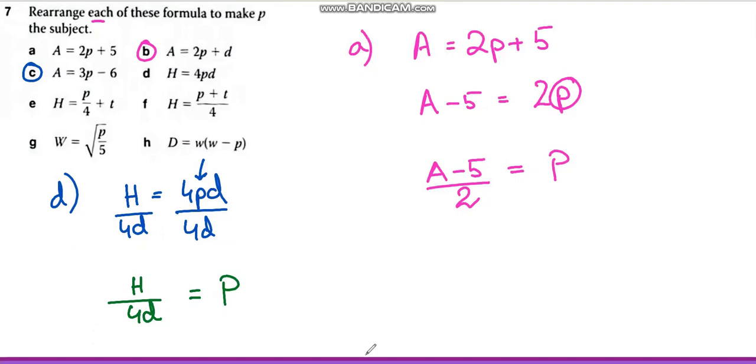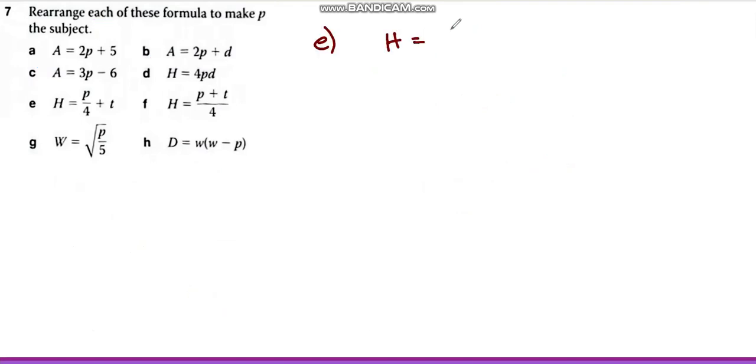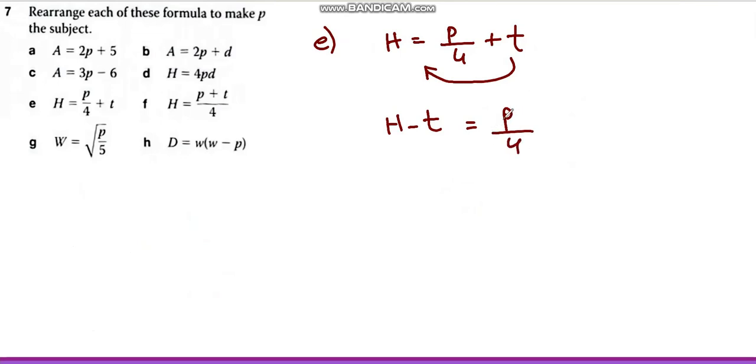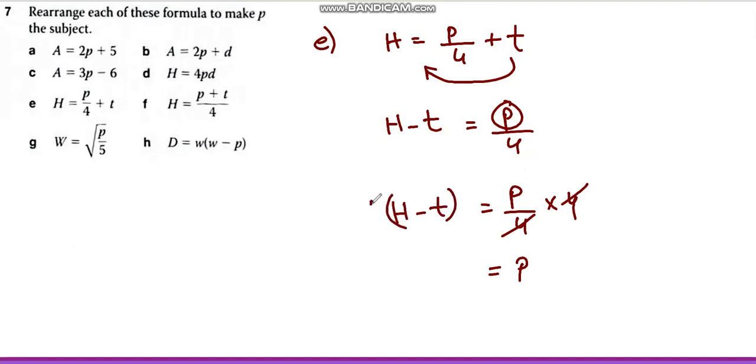Now I will do the E part. In the E part, we have H equals P over 4 plus T. First of all, let's bring this positive T to the left side. So we will get H minus T equals P divided by 4. Now I need only P on the right side, so I want to remove this 4 over there. So I will multiply both sides by 4. If I multiply by 4 on the right side, it gets cancelled, so I will be left with P on the right side. But if I multiply by 4 on the left side, I will be left with 4 times H minus T.